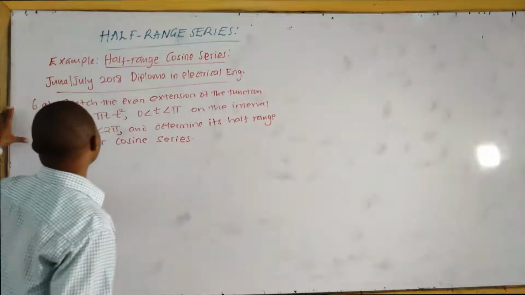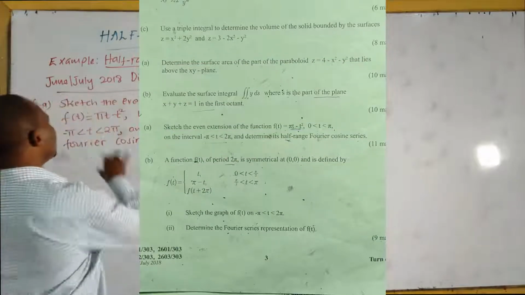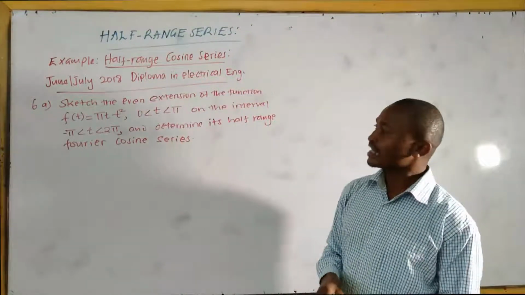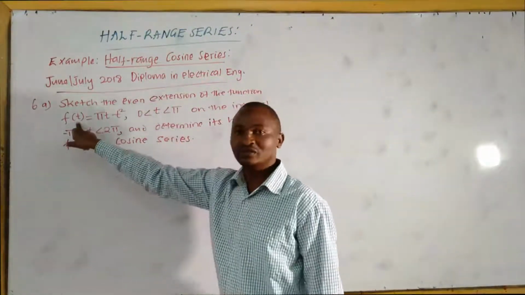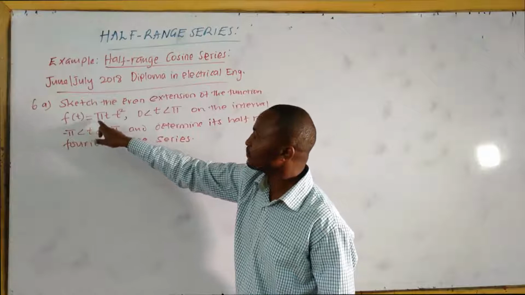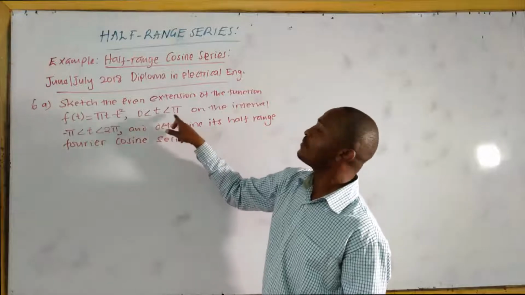This example is from June, July 2018 Diploma in Electrical Engineering. And we are told to sketch the even extension of the function. Function of t is pi t minus t squared between 0 and pi, or the interval negative pi to 2 pi, and determine its half-range Fourier series. That is, we are given a function f of t, and we are being told f of t is equal to pi t minus t squared between 0 and pi.